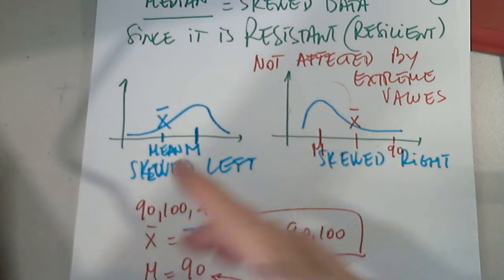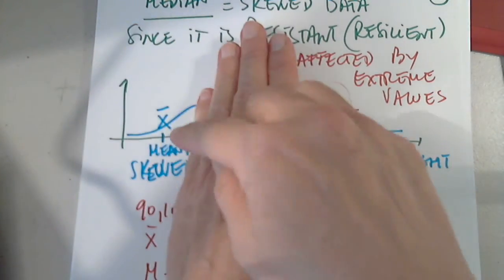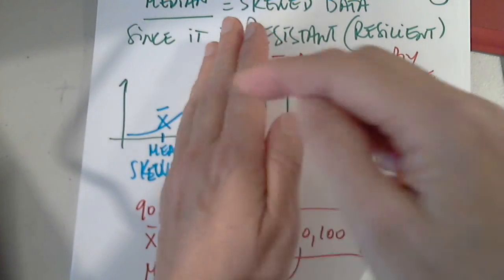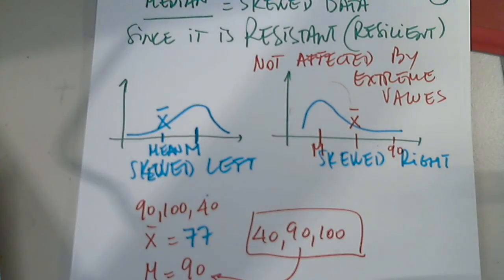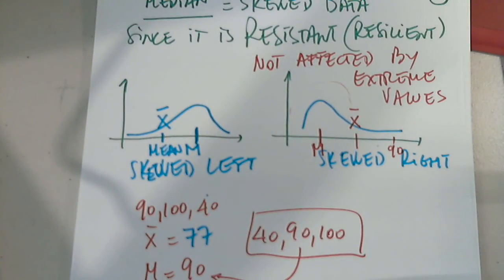So that's why we prefer, when the data is skewed, we still want to see where the center is, but we don't really want to look at the mean as a measure. We want to look at the median as a measure. That's all it means. So page 2 is finished. We can move on.